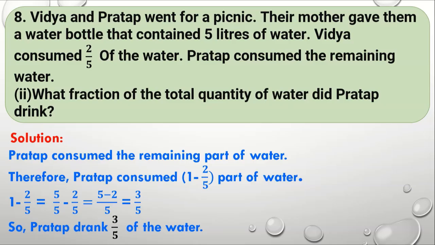What fraction of the total quantity of water did Pratap drink? So Pratap consumed the remaining part. Therefore, 1 minus 2 by 5 part of water. So 1 minus 2 by 5, that is 5 by 5 minus 2 by 5. So 5 minus 2 is 3 upon 5. So Pratap drank 3 upon 5 of the water.